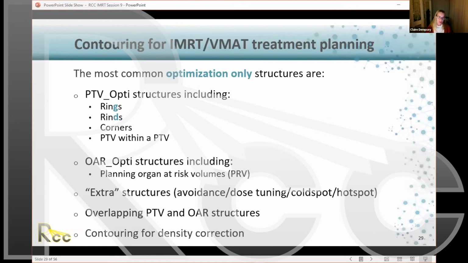I'll also discuss if we've got overlapping PTV and organ at risk structures, a little bit like the example we just had before with our parotid. And there's also what I call contouring for density correction, which is not really about defining a structure, but it's information you need to create a more accurate dose calculation.